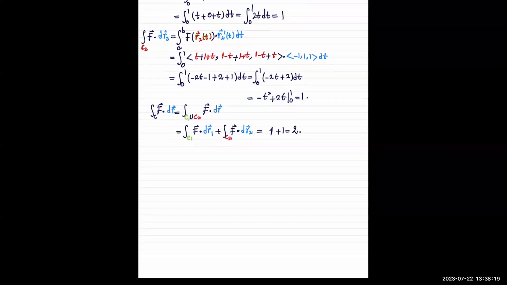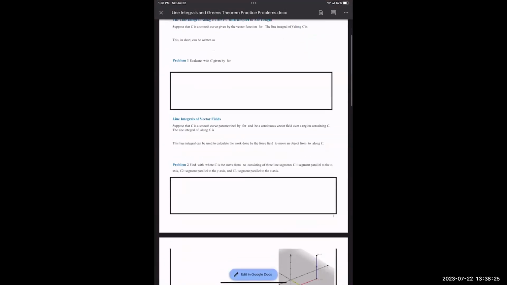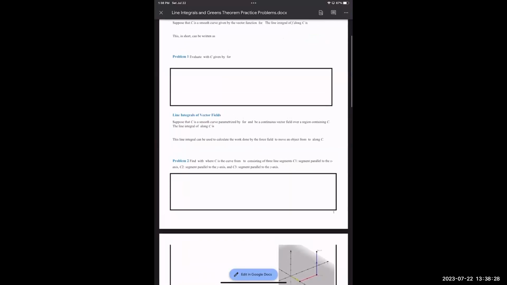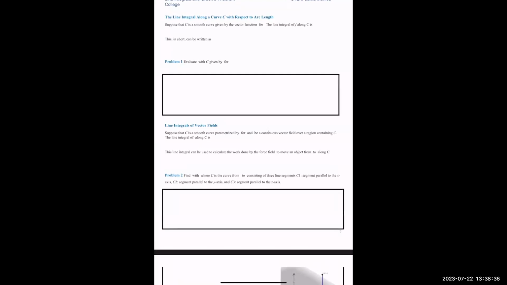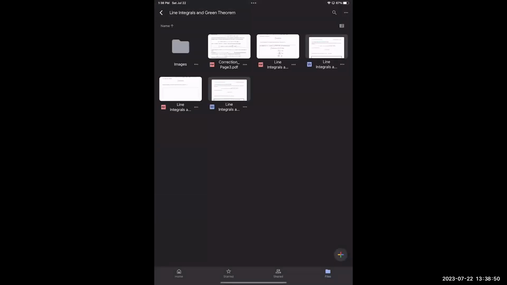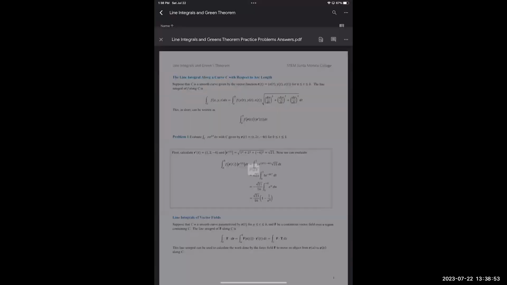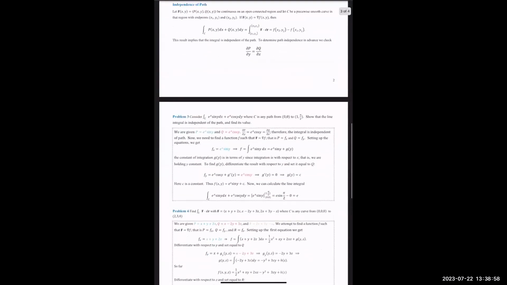I do have extra handouts that I'm going to post online. This is a handout that I made for sections 16.2 and 16.3. We haven't done 16.3 yet, but I'm going to post these handouts on Canvas, and I want you to complete them. I also have the solutions, which are done with details for you to look at.